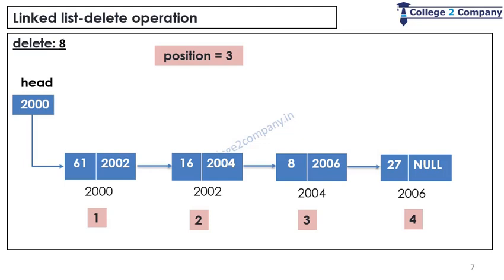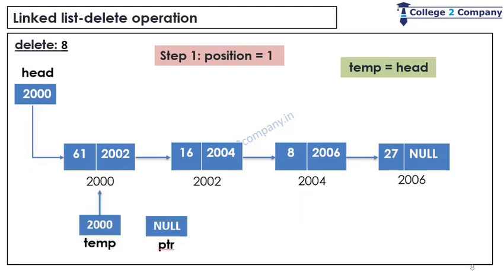We cannot delete directly. As it is a linear linked list, we need to traverse starting from the head pointer till we reach the required position and then delete. For this, additionally we use 2 pointers. One is temp, another is ptr, which takes the same value as head. Now temp is pointing to the first node. Currently it is at position 1.